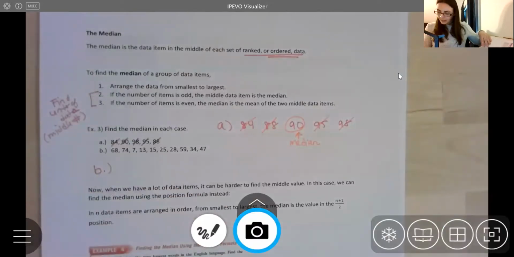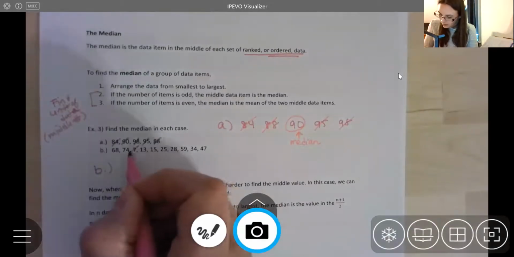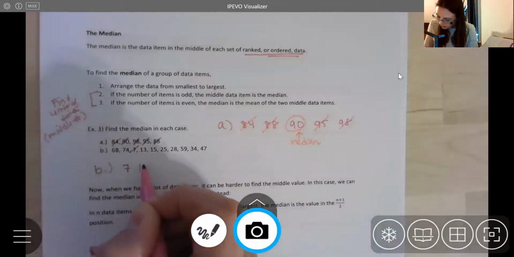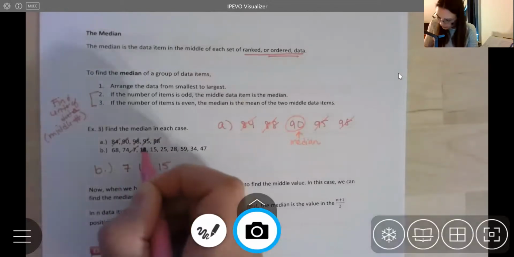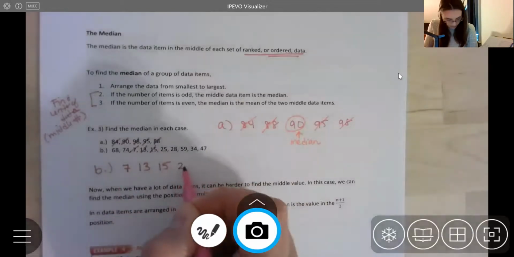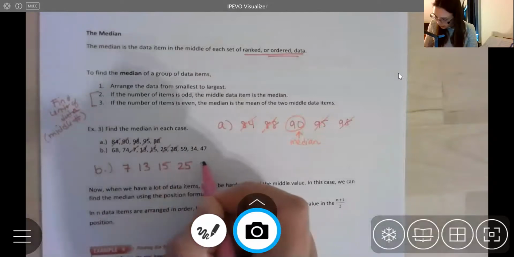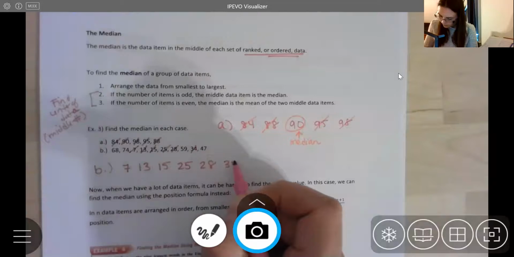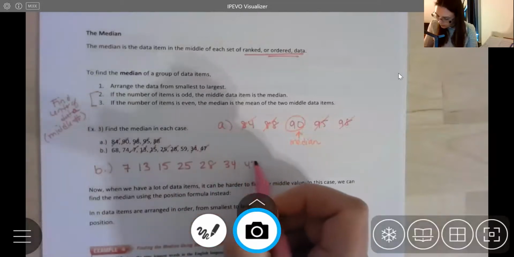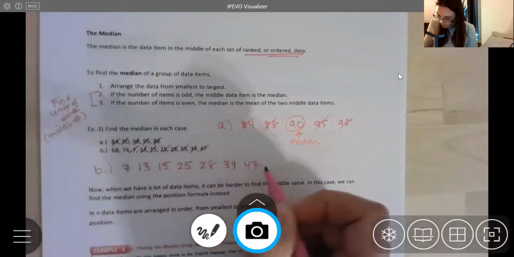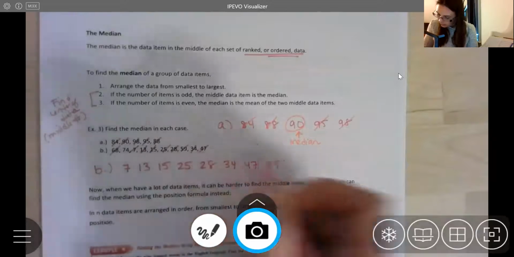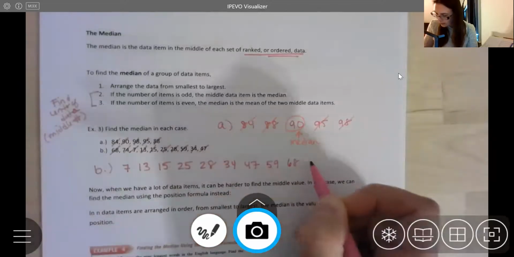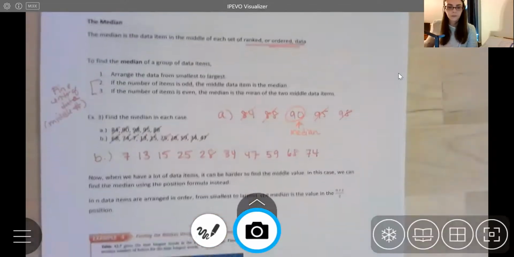Now, for example B, I do have to put this in order first. I'm going to be really careful so I don't make a mistake here. All right, so my smallest value is 7. Then it's going to be 13 and 15. And then it is 25 and 28. And then 34. And then 47, 59, 68, and finally 74. So you do have to be a little bit careful.